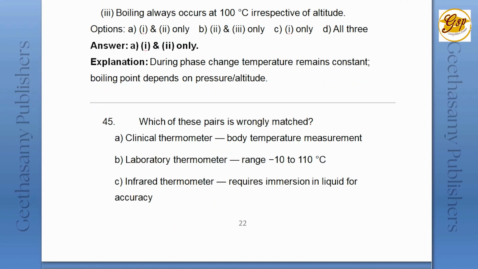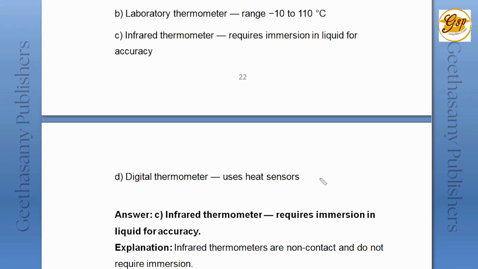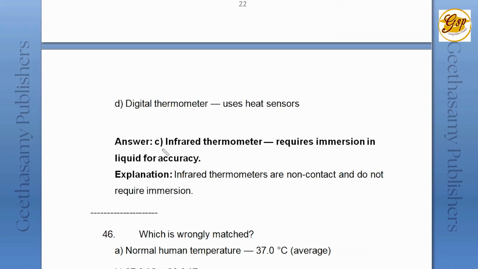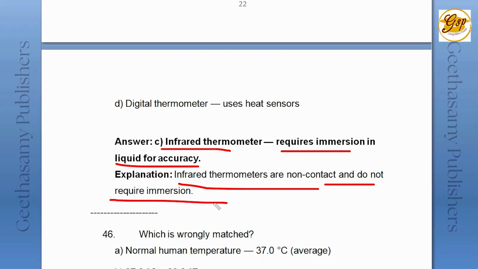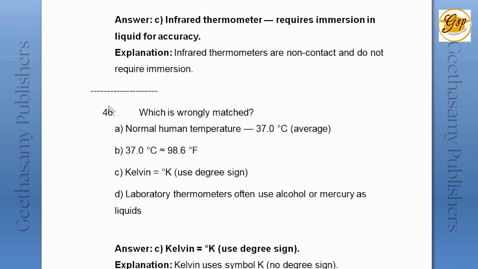Now, then 45th question. Which of these pairs are wrongly matched? Clinical thermometer, body temperature, laboratory thermometer range -10 to 110. Infrared requires immersion in liquid for accuracy, and digital thermometer use heat sensor. Okay, so answer is C, infrared requires immersion in liquid for accuracy. It's not needed because infrared thermometer is non-contact and does not require immersion.